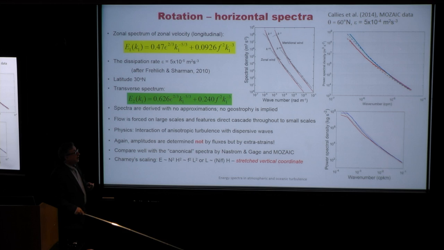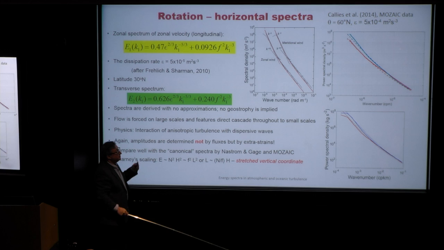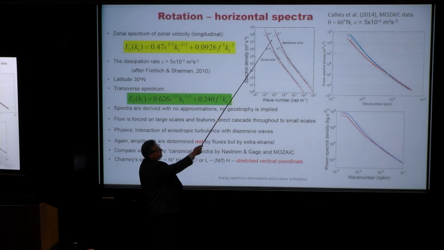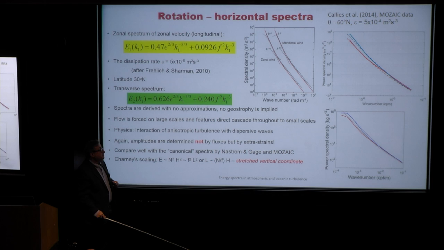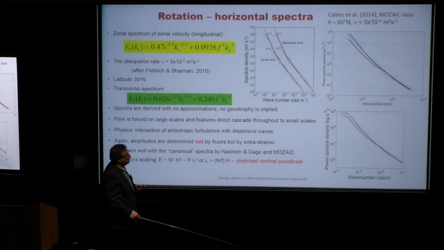When we compared it with our data, you can see the lines in red went right over the data. It has two branches: the Kolmogorov branch, minus 5/3, and the large-scale branch, which goes like k to the minus 3. And there were, of course, many questions: what is the mechanism of this? Is it an inverse cascade or a direct cascade? Not that many questions about the amplitude, but it's still being debated.